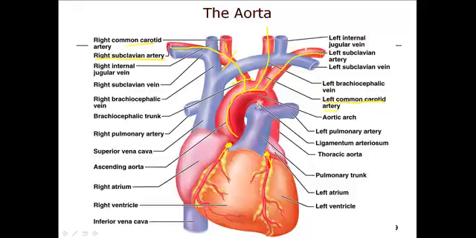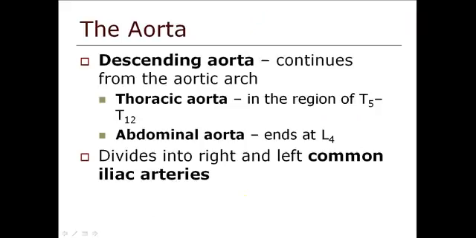Subclavian because it's deep to the clavicle. Clavicle would be right here. Okay? Clavicle over here as well. So you know the rest of these. Thoracic aorta, you know all of these. So then the descending aorta continues after the aortic arch, and now it's called the thoracic aorta in the region of T5 to T12. Once it passes the diaphragm, it's going to go down to approximately L4, and that'll divide into the left and right common iliac arteries.